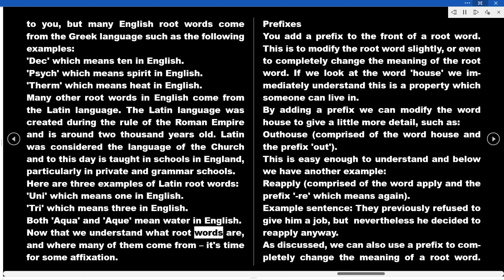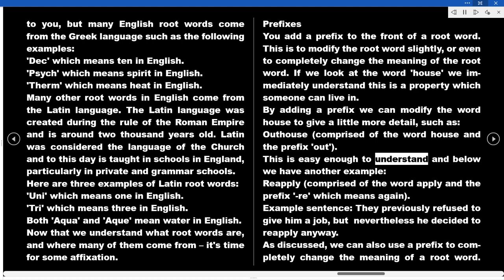Now that we understand what root words are, and where many of them come from, it's time for some affixation. Prefixes. You add a prefix to the front of a root word. This is to modify the root word slightly, or even to completely change the meaning of the root word. If we look at the word house, we immediately understand this is a property which someone can live in. By adding a prefix, we can modify the word house to give a little more detail, such as outhouse, comprised of the word house and the prefix out.